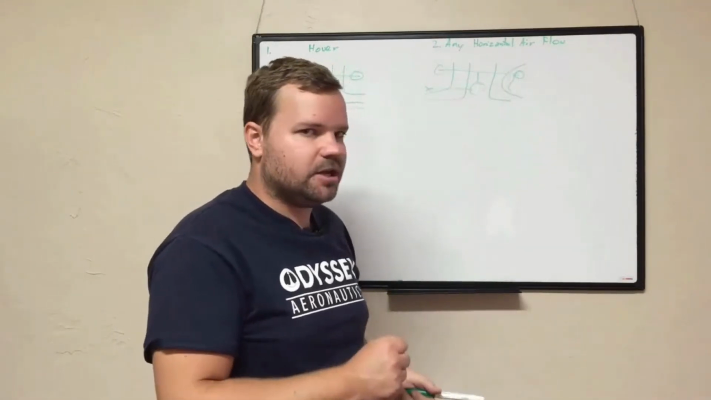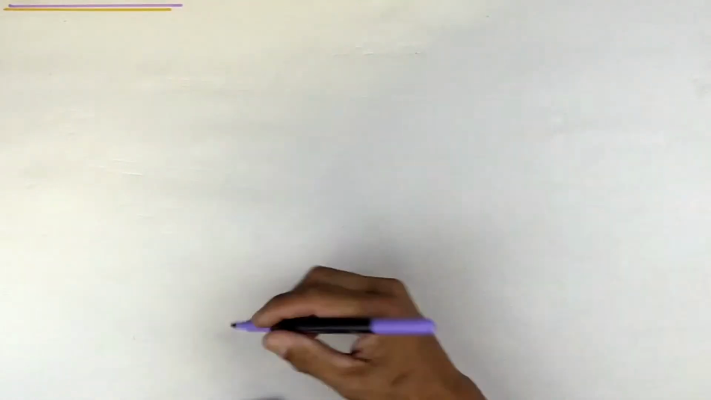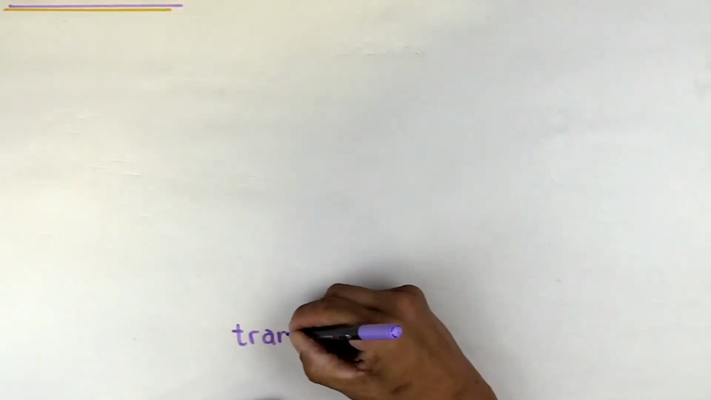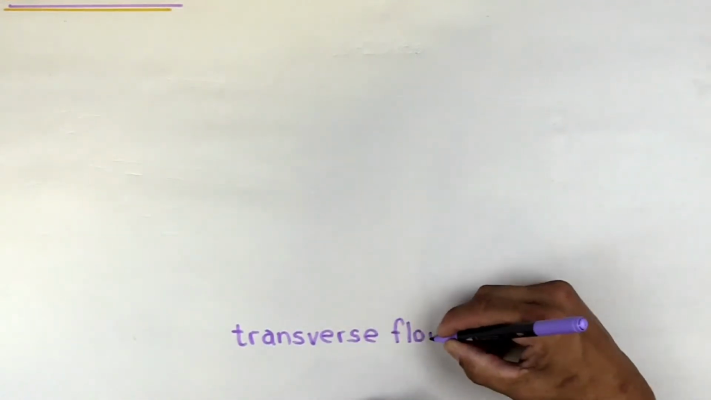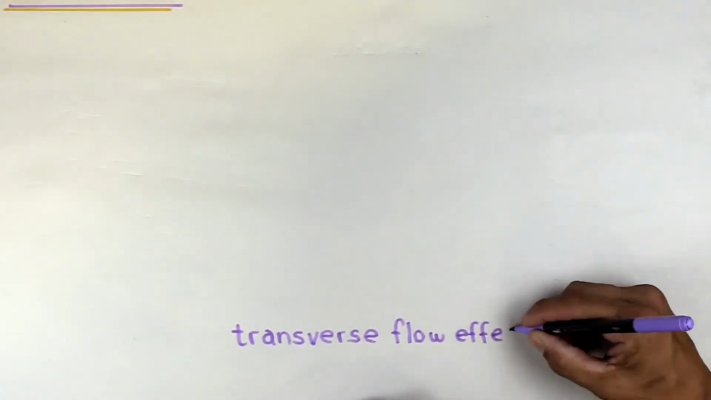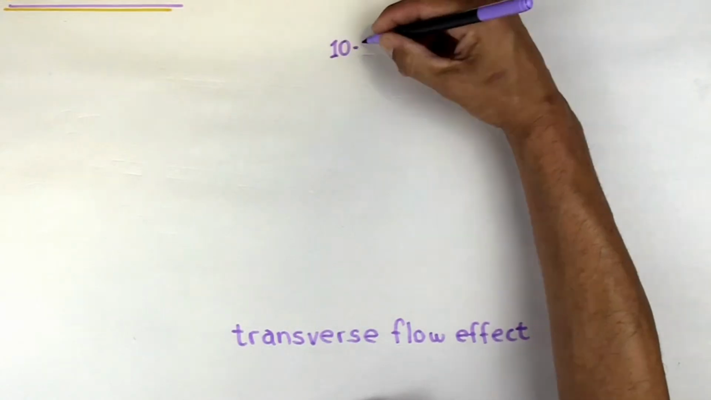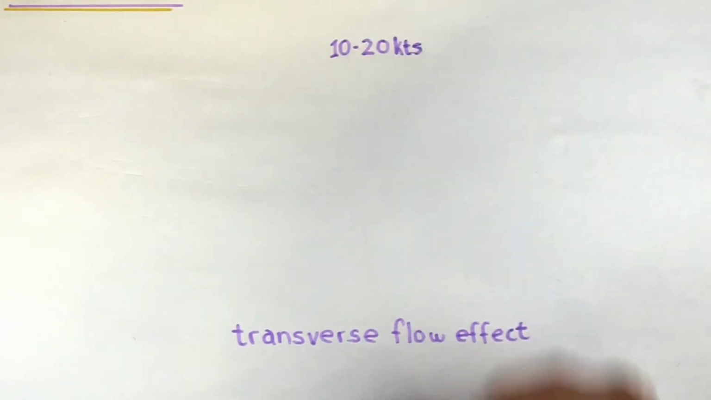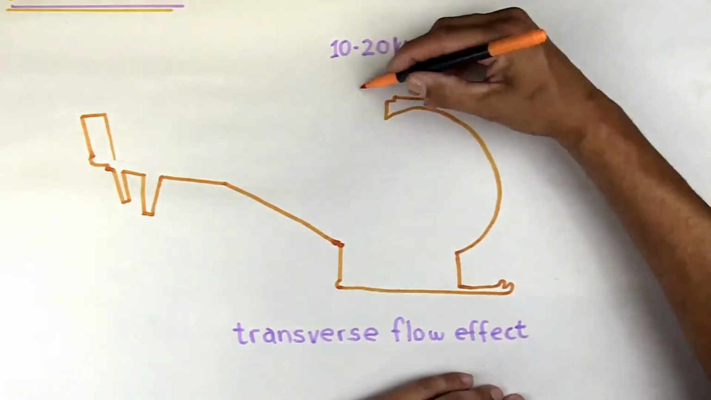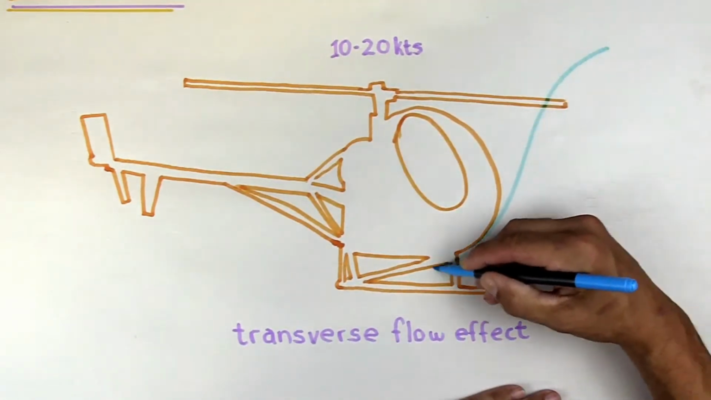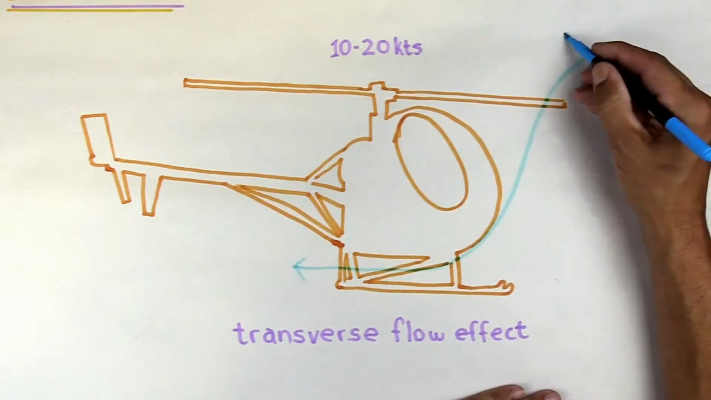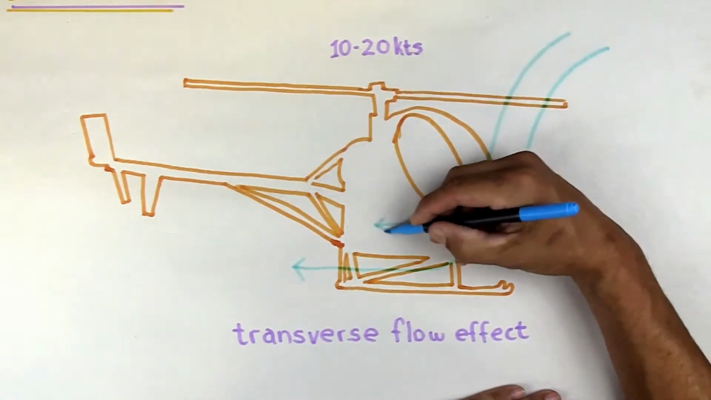Now we're going to start accelerating and going a little bit faster and a little bit faster, and we're going to get into a transverse flow effect. This happens between 10 and 20 knots. So what happens is you can kind of almost think of it as the front half of the blade is in clean air, the back half is still in dirty recirculated air. So we're starting to go a little bit faster.